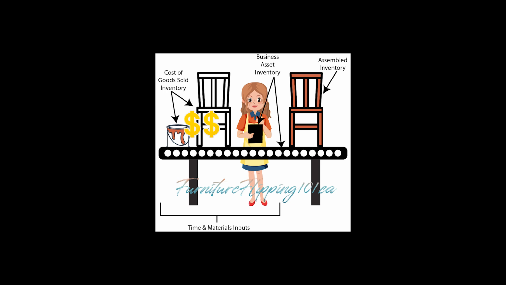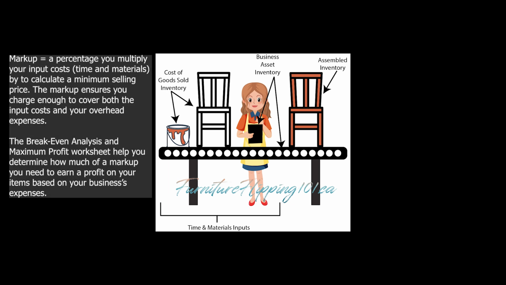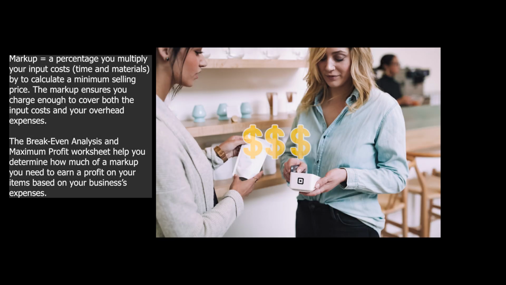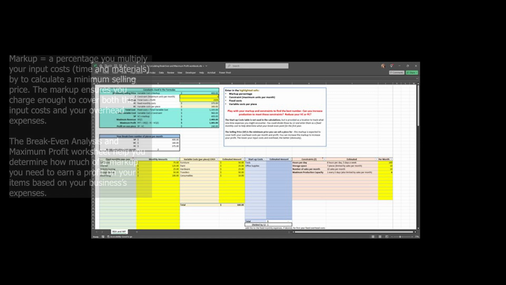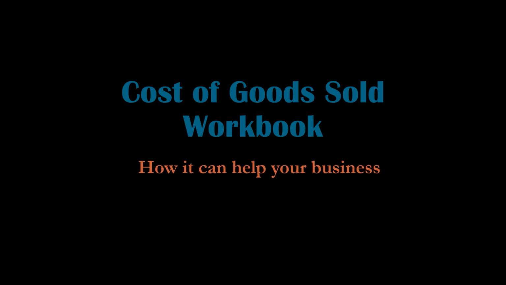When assembling an item, you should know how much it costs your business to make it. Using the input costs, you can use a markup to ensure you're earning a profit on the sale. The markup is determined using the break-even analysis and maximum profit worksheet, which is also included in the bundles. The primary purpose of the cost of goods sold workbook is to calculate these input costs. Then it will calculate the minimum selling price. Anything less than this means a loss, not a profit.